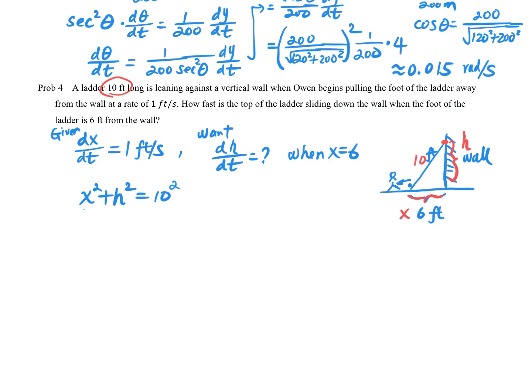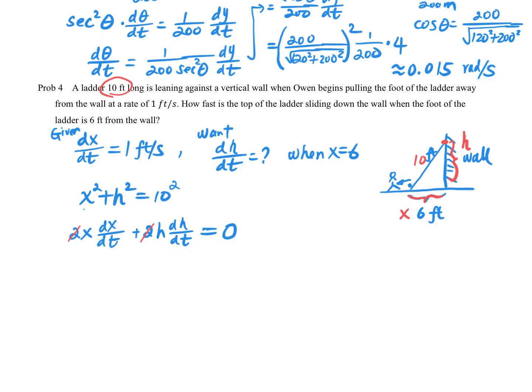So the first one is 2x times dx/dt plus 2h dh/dt equals, and here this is just a constant, so the derivative with respect to time is going to be 0. There's no change in the length of the ladder. And you can see that we can divide both sides by 2, cancel out the 2. Now let's solve for dh/dt.